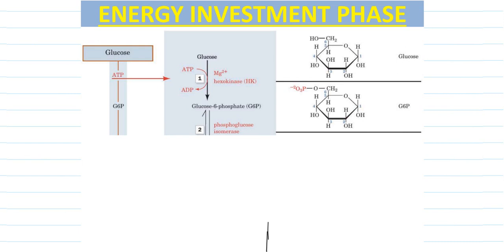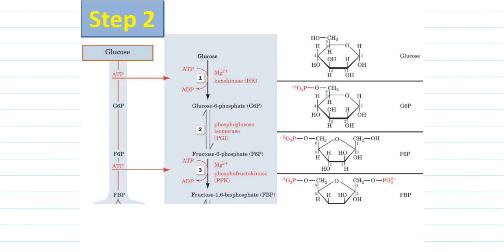Now let's move on to step 2 of glycolysis. In step 2 we have already obtained glucose 6 phosphate. This glucose 6 phosphate will undergo an isomerization reaction, which is when there is just a change in some of the components present in a molecule. Glucose 6 phosphate will undergo isomerization to form fructose 6 phosphate. Basically it indicates the aldose molecule is being converted into a ketose form of the molecule.